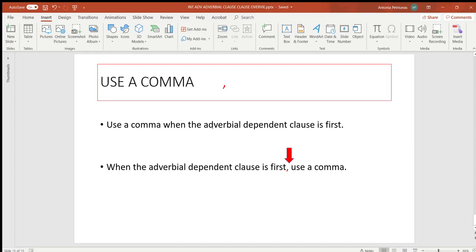Use a comma when the adverbial dependent clause is first. Look, I did it here. Use a comma, this thing's a comma, when the adverbial dependent clause is first. When the adverbial dependent clause is first, use a comma. See what I did there?